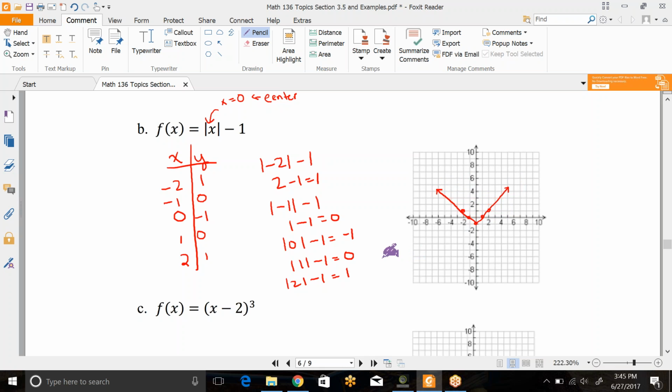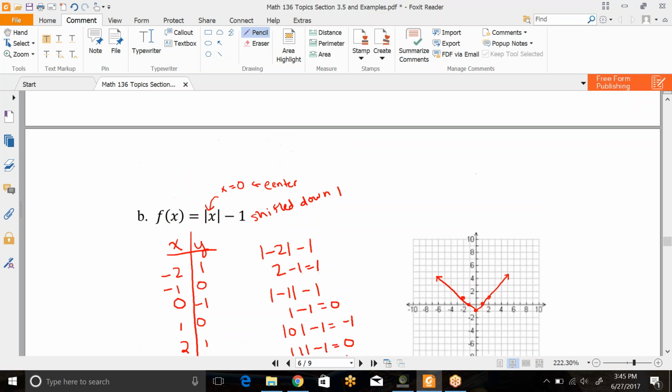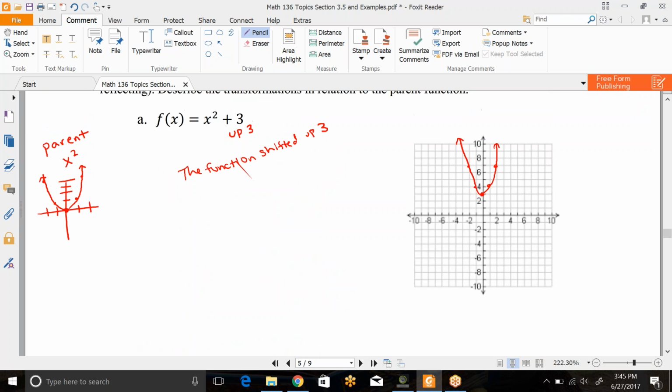Now, if I didn't know the transformation off the top of my head, I could pick it from the picture because I remembered that the V shape was centered at 0, 0. So this has been shifted down 1 because of the -1 at the end. So I did the same thing up here. I just didn't have to do all the work with the table because I knew the parent shape and I knew what the transformation was.